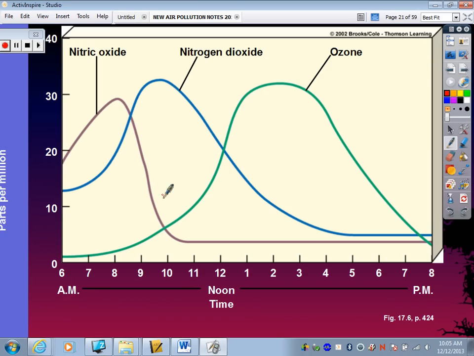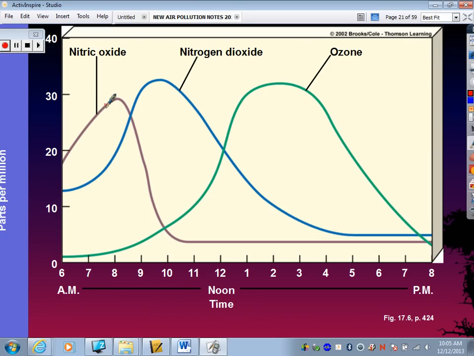Okay, and this is kind of cool because it shows you a timeline of what molecules might be present during a day. So it shows you in the morning, once stuff gets going, you might be releasing some of these primary pollutants like the NOs, the nitric oxides. These can then form nitrogen dioxides once the sun starts to shine and break those apart.